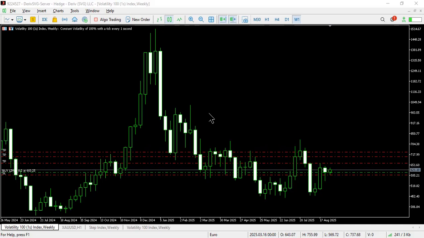So let us begin. We are beginning with VIX 101S. Firstly, before you start trading, don't just open a chart and start placing trades without even knowing where the market is headed. So first of all, we begin on the weekly time frame.